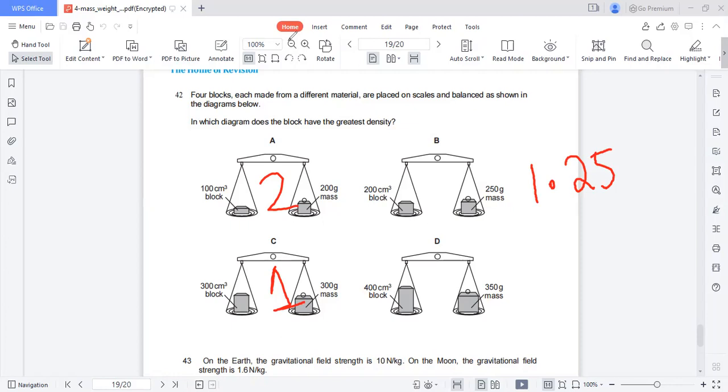And what about this? Mass is 400 and volume is 350, and it is 0.8, maybe 0.87 or 0.86. Which has the greatest density? You can see the greatest density is of A. A has the greatest density.